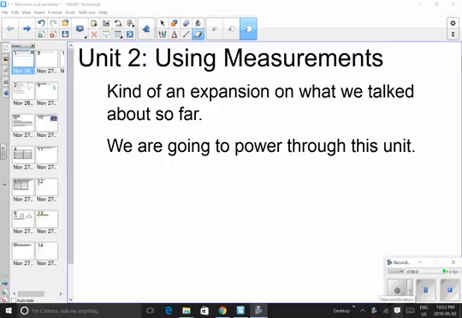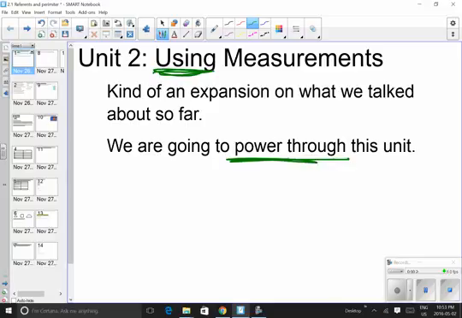Alrighty, welcome to Unit 2 of Math 10-3, and we are going to be talking about using measurements. The last unit was all about, essentially, what the measurements were, different measurement units, and converting between them. This unit will be taking that one step further and talking about how we can use them. Also, we are going to power through this unit, meaning we are not going to take a lot of time.